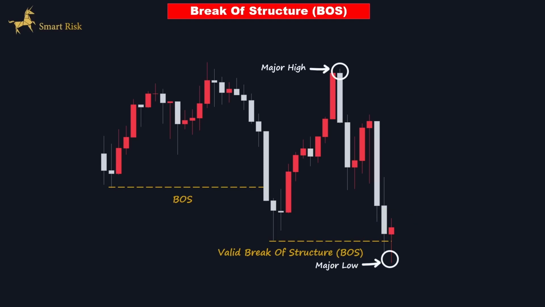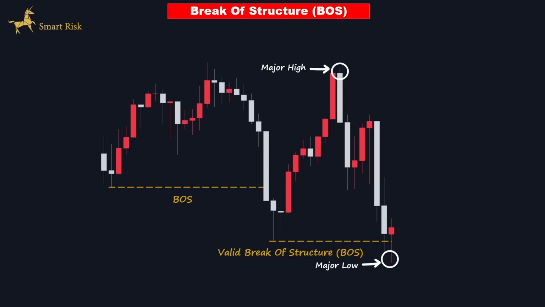Additionally, we need to update our major low and major high. As long as the price remains below our newly generated major high, we consider the market's direction as bearish. Only if the price breaks the newly formed high to the upside are we allowed to consider it a valid trend reversal signal or a major change of character.